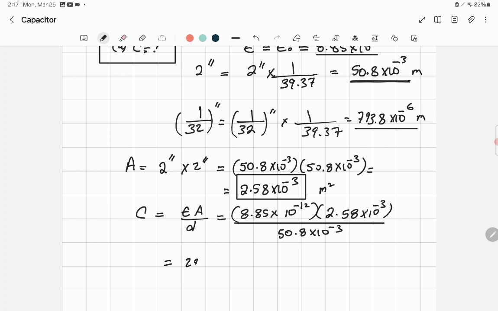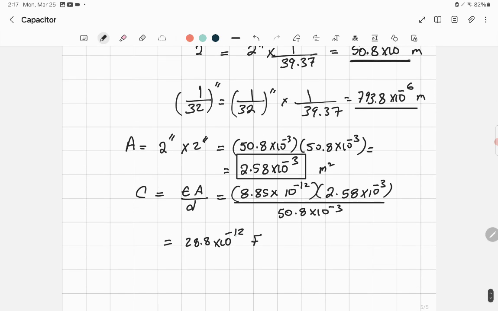Let's just see what we got here. I got 28.8 times 10 negative, just a second. Oh, 10 negative 12. Oh, that's very small. So when you have something negative 12, you make it picofarad, not microfarad. Microfarad, remember, is negative 6. That's negative 12. So if you want to make it pico, you multiply by 10 power 12, which will cancel, then you have 28.8 picofarad.